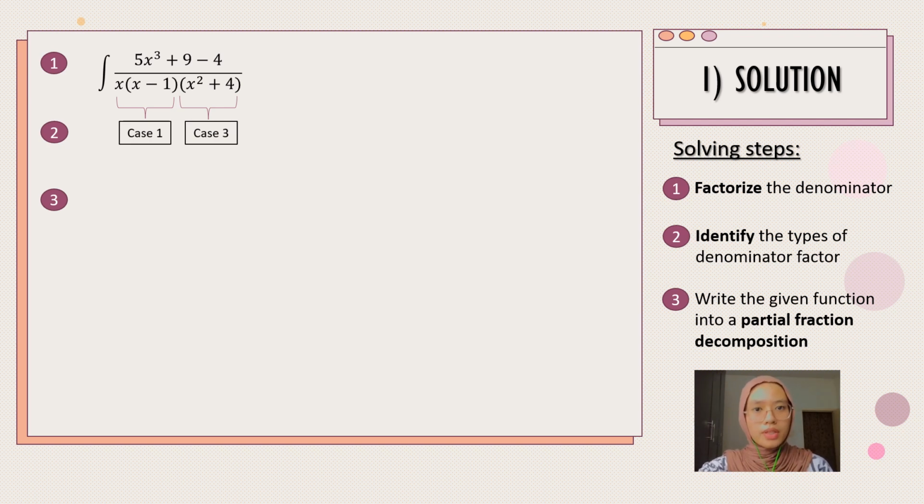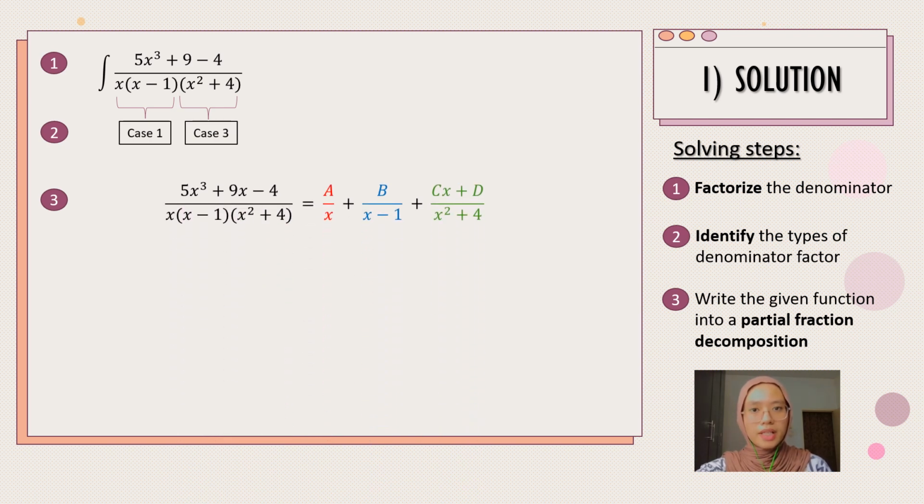We must use alphabet as a constant for their numerator. So which means for the case 1, it will become a over x plus b over x minus 1. For case 3, we'll be using cx plus d over x squared plus 4. And cx plus d is actually a linear.